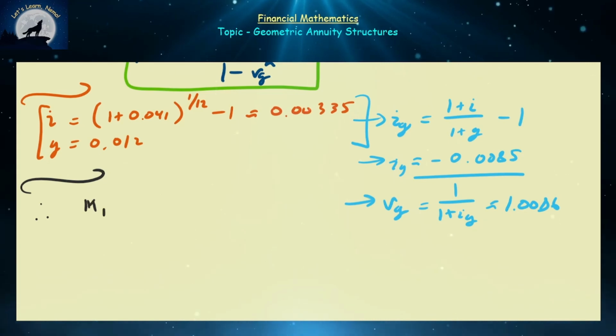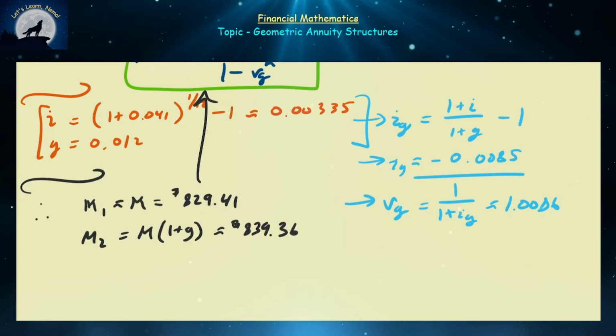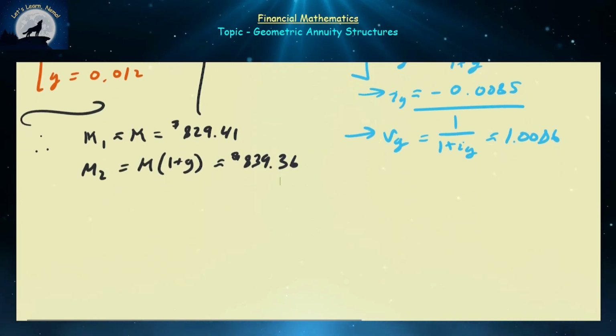So our first monthly payment is going to be equal to M, which is going to be equal to 829.41. So that's going to be coming from that formula that we just stated just a moment ago. And that means our M2 is going to be equal to our M times (1 plus that g value). And that's going to be approximately equal to $839.36. It only increases by about $10, not too bad.